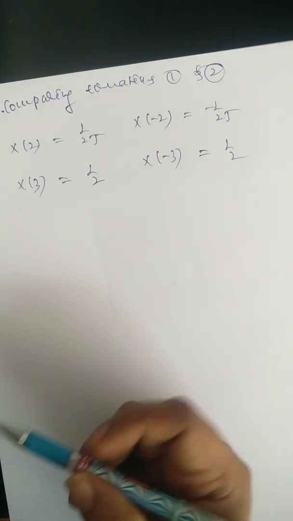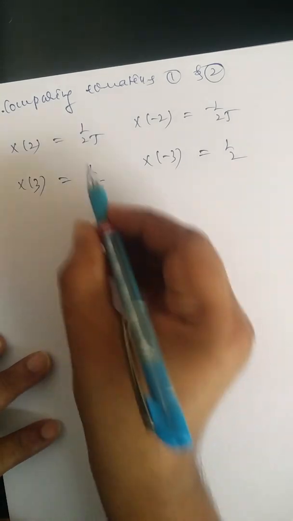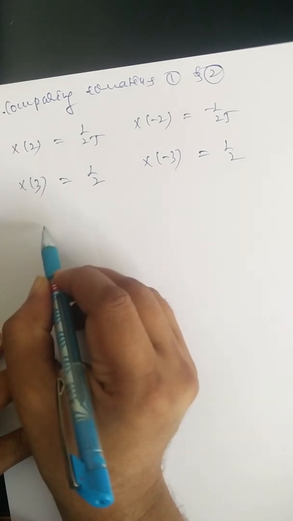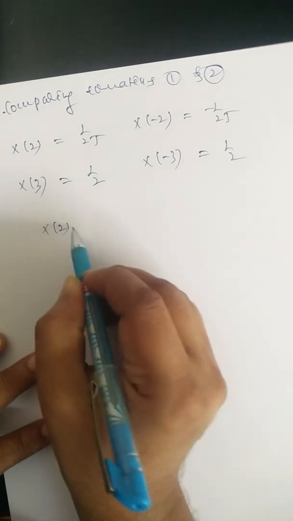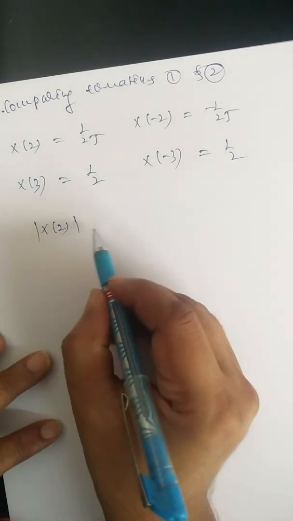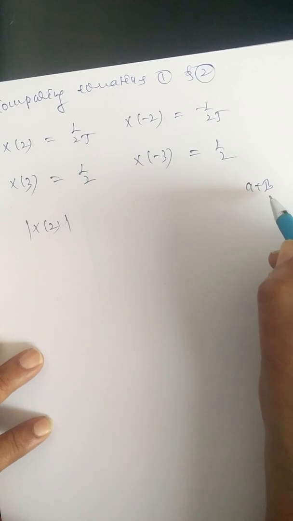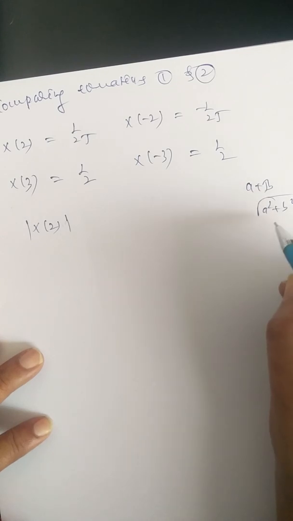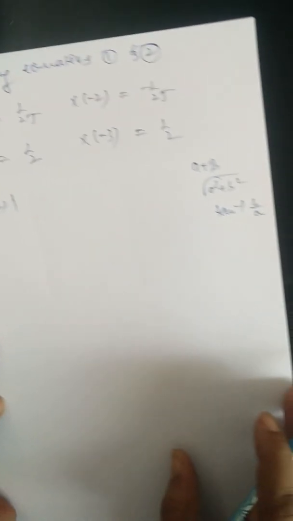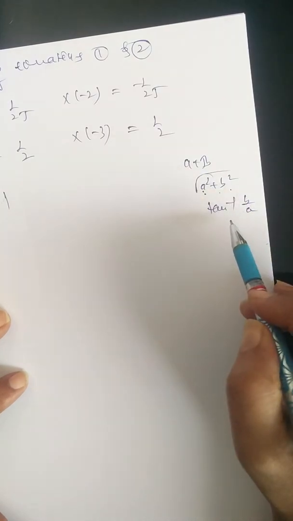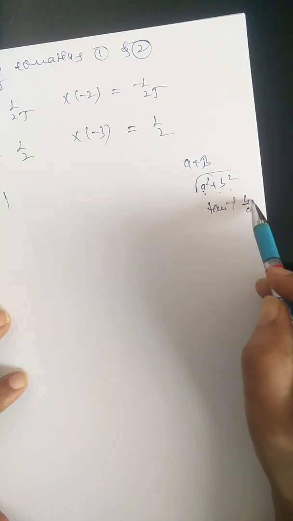To plot its magnitude and phase spectrum, let us find the magnitude and phase. How do you find the magnitude? Suppose it is a plus jb, its magnitude is the root of a square plus b square, and its phase is tan inverse of b by a, imaginary part by real part. Magnitude is the root of real part square plus imaginary part square, and the phase is tan inverse of imaginary part by real part.